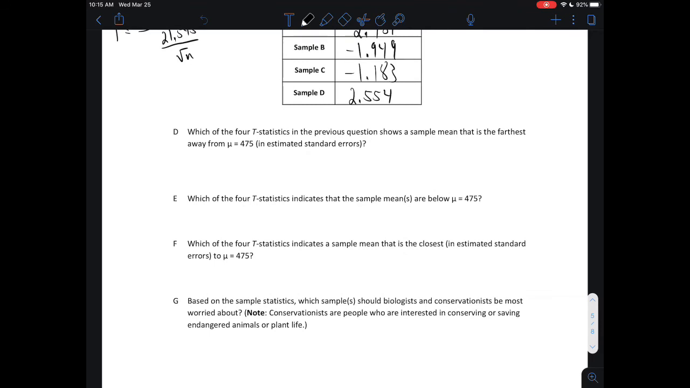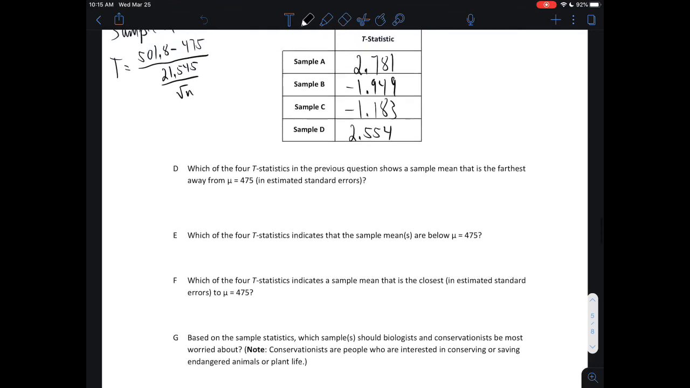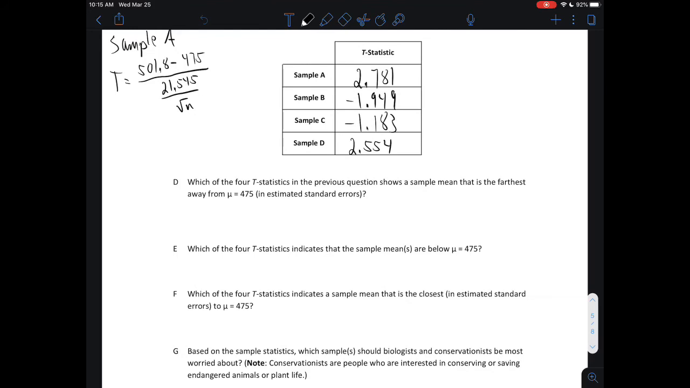Part D, which of the 4 t-statistics in the previous question shows a sample mean that is farthest away from mu equal to 475 in estimated standard errors? So this is just like how we interpreted z-scores. We want to think that a score that is farthest from 0, which is at the center, would be the answer for part D. So in this case, we have 2.781, negative 1.949, negative 1.183, and 2.554. The one that is farthest from 0 would be sample A.